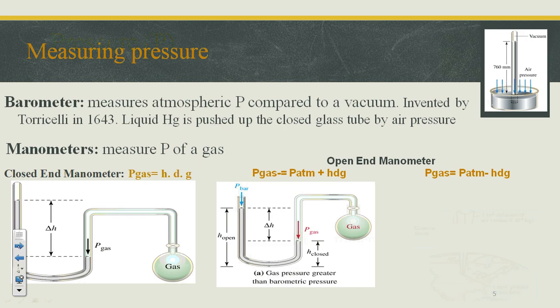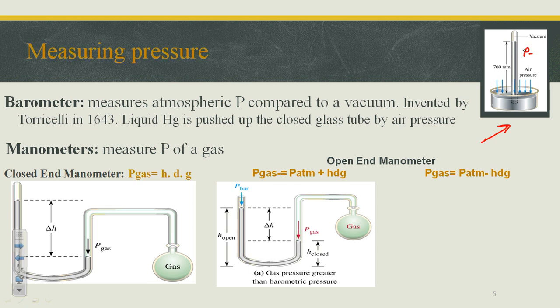Moving on to how we measure pressure. To measure atmospheric pressure, we use an equipment which is called a barometer. A barometer balances the atmospheric pressure by a column of mercury, and the height of this column indicates the atmospheric pressure.